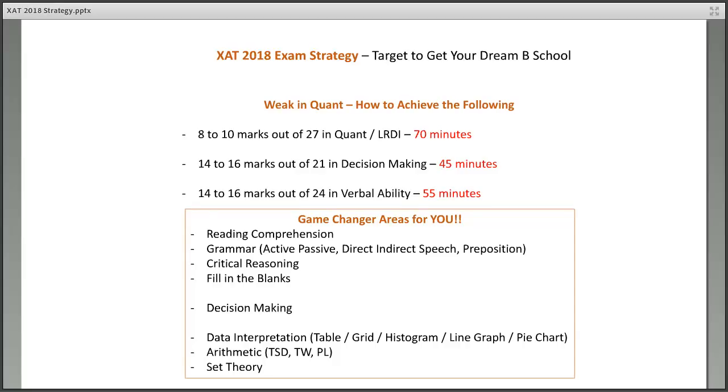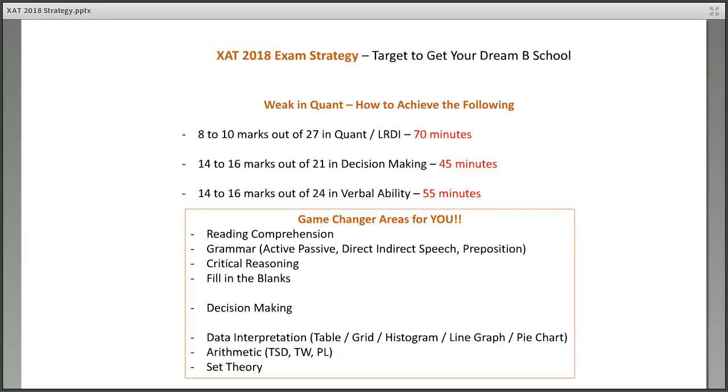And the third topic which you should be focusing on from the quant section perspective is set theory. These are the three areas which you should be focusing on if you are weaker in quant. And these three together will ensure that you are clearing the cutoff of 8 to 10 marks. Second is definitely the decision making part, which we will get into detail as we move ahead in this session.